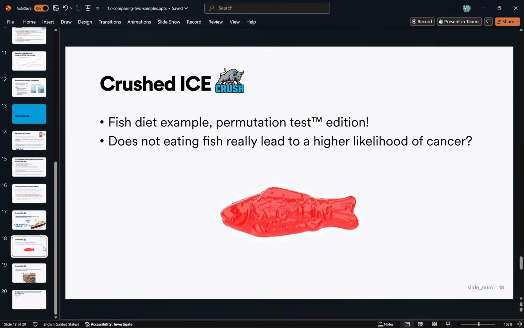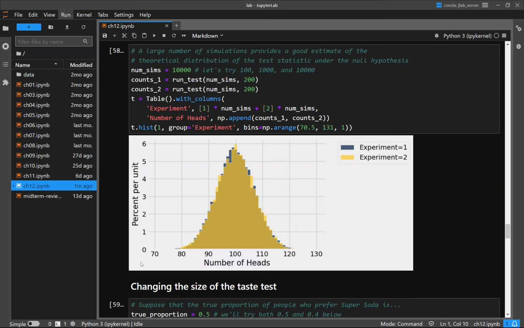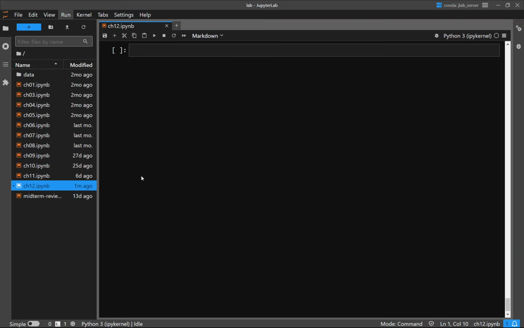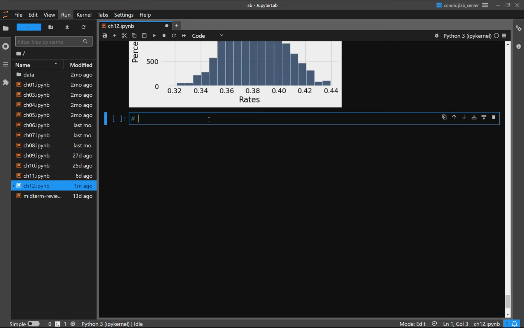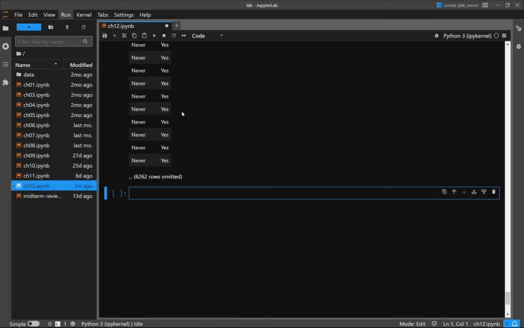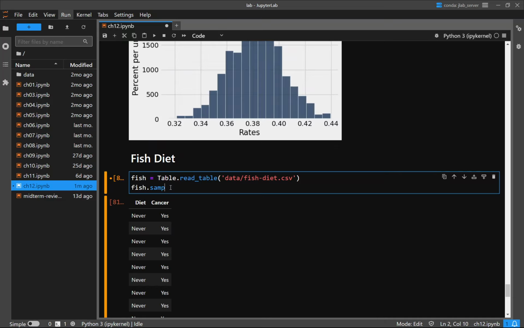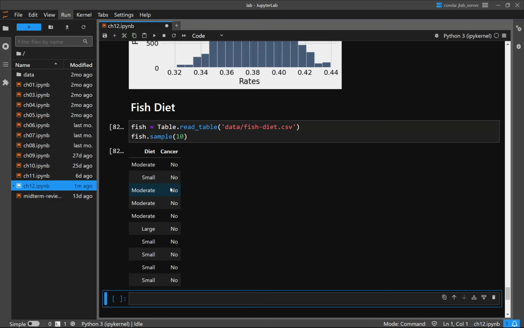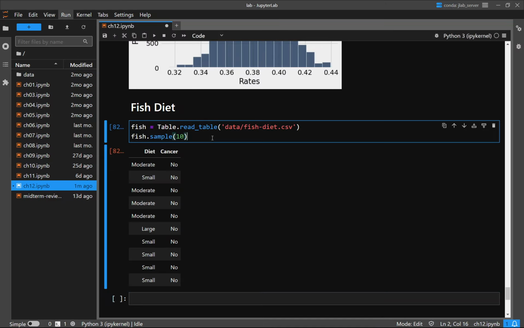All right, so let's do that fish diet data set again. Let's do a permutation test, and let's have our question be, scrolling. Let me include that table real quick. Oh, fish. Fish diet.csv. So here's all the people. Let's see all the differences because they're in an order. So here's a sample of those people.